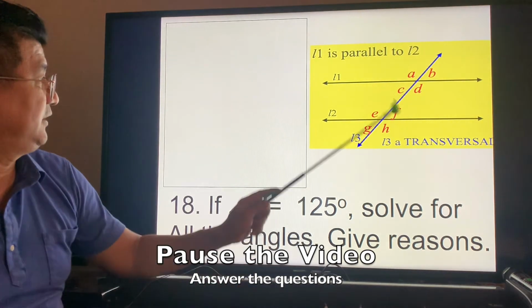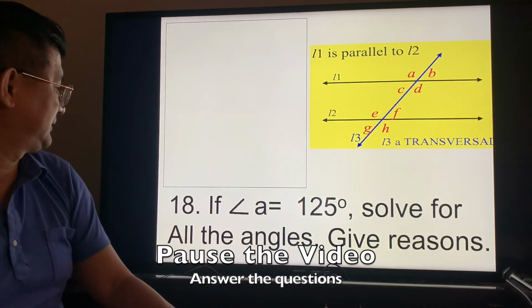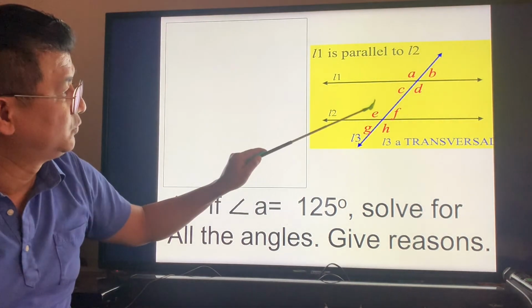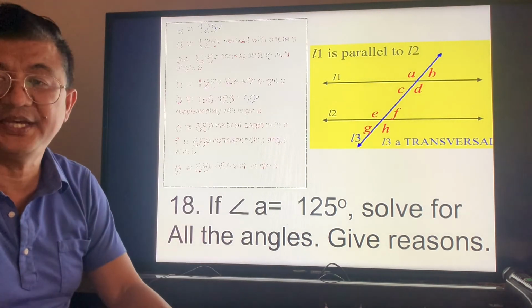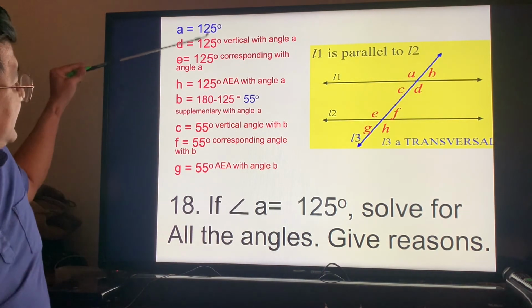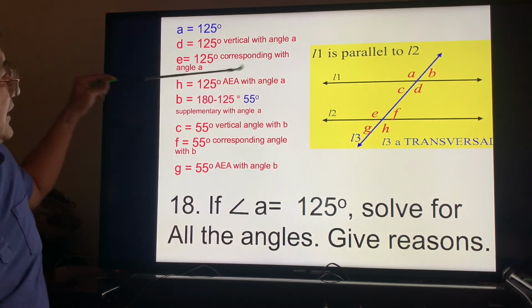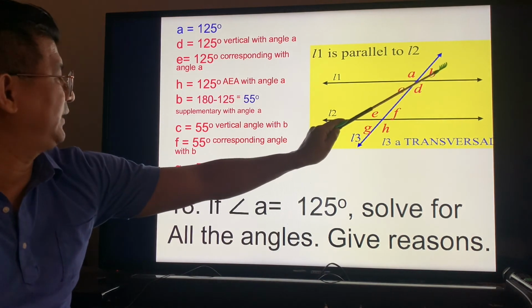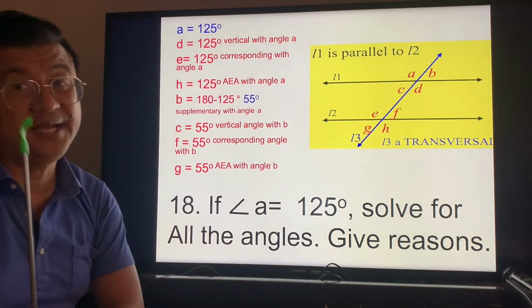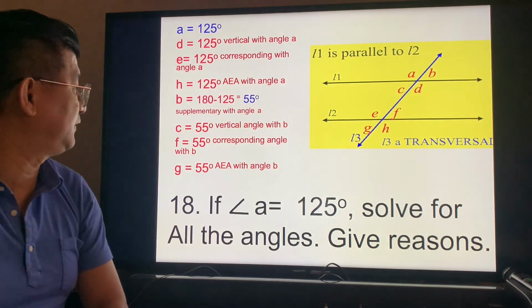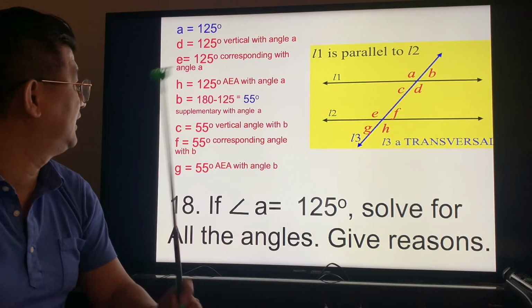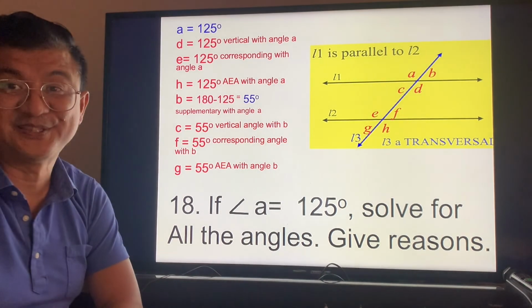A is 125. Solve for the other angles. Oh, that's easy. A would be the same as D, would be the same as E, would be the same as H. So they're all the same, 125 degrees. And the rest subtracted from 180, you get 55 degrees. So B, C, F, and G are 55 degrees.